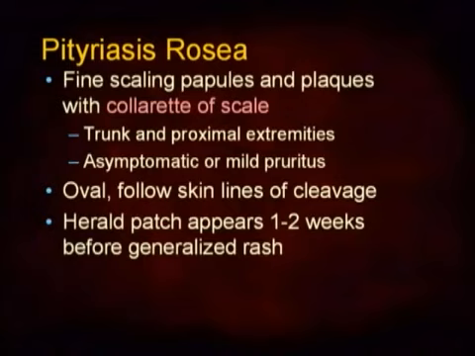The classic distribution for pityriasis rosea is going to be on the trunk, but sometimes the extremities can be involved, and usually this is asymptomatic, but the appearance of it can be unsettling for people sometimes, and it's usually the appearance that brings folks in. Classically it occurs along the lines of cleavage, so this is the one that's sometimes described as looking like a Christmas tree on the patient's back.